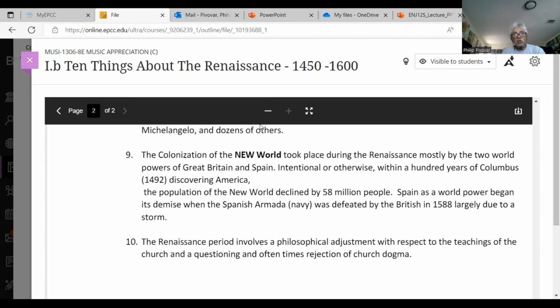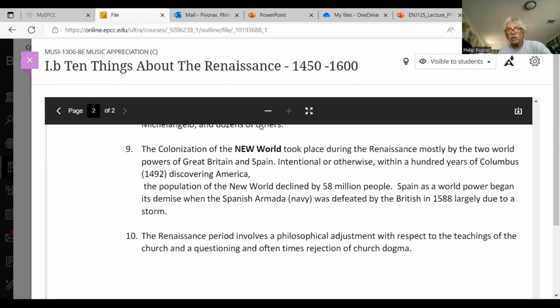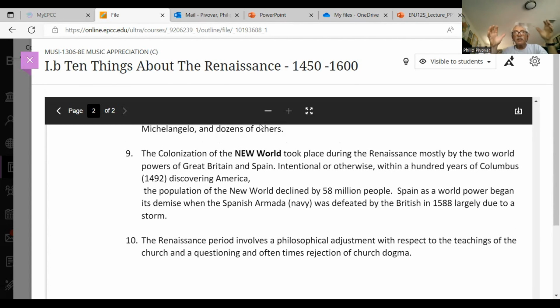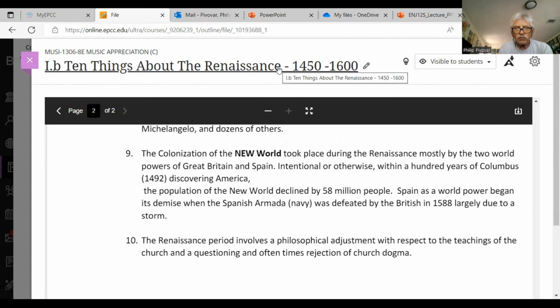So, number 10, the Renaissance period involves a philosophical adjustment with respect to the teachings of the church and a questioning and oftentimes rejection of church dogma. So it's this rebirth, the movement from sacred activity to secular activity. This is the change in the Renaissance. So that will end our Prelude number 2, Part 2, Section 2 on the Renaissance, 1450 to 1600.